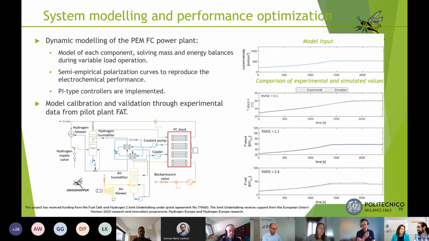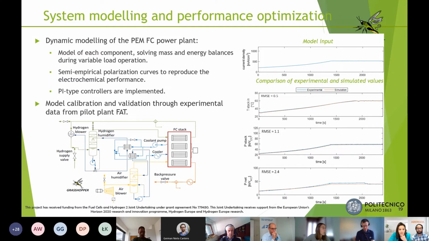As regards the fuel cell stack, the electrochemical performance was modeled through semi-empirical polarization curves, and then we have combined the component models together to reproduce the layout of the 100 kilowatt pilot plant. That is the layout you can see simplified in the picture in this slide. And finally, we have modeled also the control system, including PI type and on-off controllers inside the model.